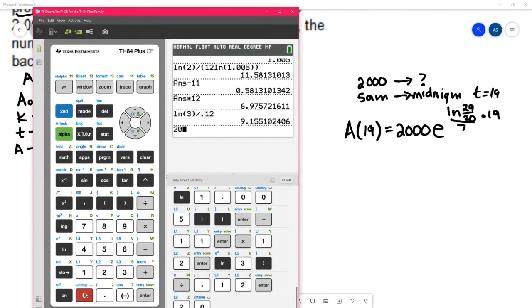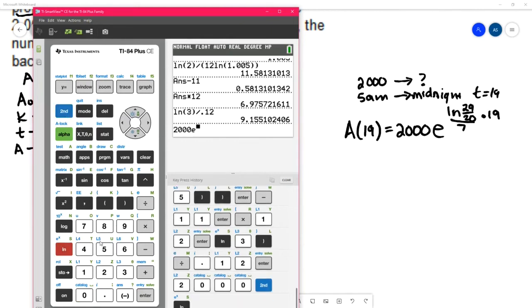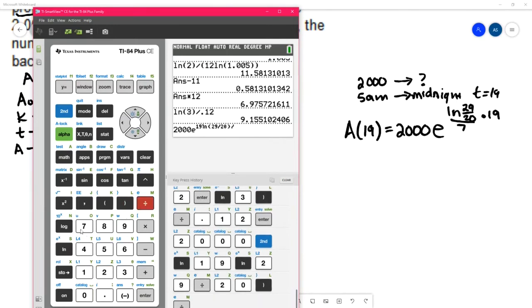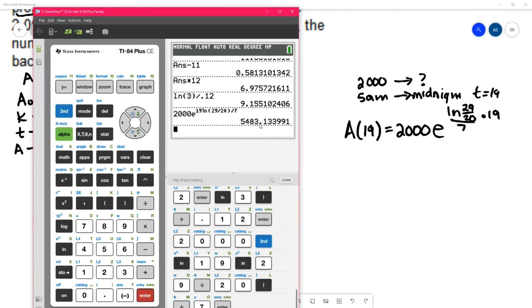We've got 2,000 e, and I'm going to put this 19 in the front. That's our 19 hours. Natural log of 29 over 20. And then over 7. And so after 19 hours, that 2,000 bacteria has grown to 5,483.